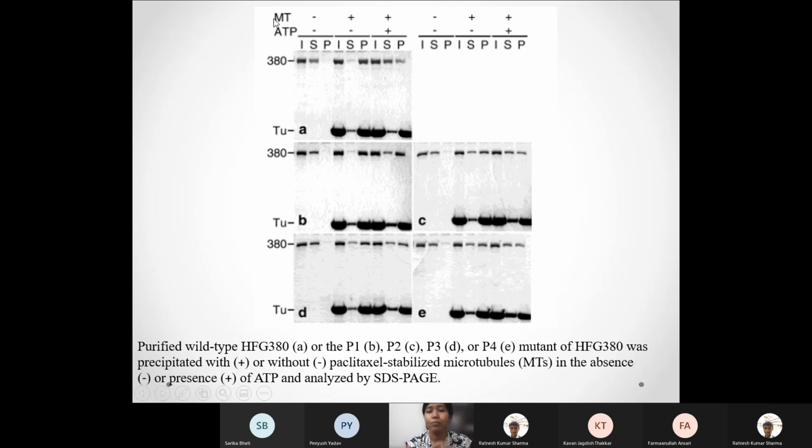So MT stands for microtubule. तो किस लेन में माइक्रोट्यूब्यूल है और किस लेन में माइक्रोट्यूब्यूल नहीं, wait. MT is not microtubule. I think MT में क्या था? Yeah, MT or microtubule was precipitated with or without paclitaxel stabilized microtubules. Okay, so this is, yes, it is without microtubules or with microtubules. So MT is microtubules and ATP तो आपको पता है, ATP is ATP.